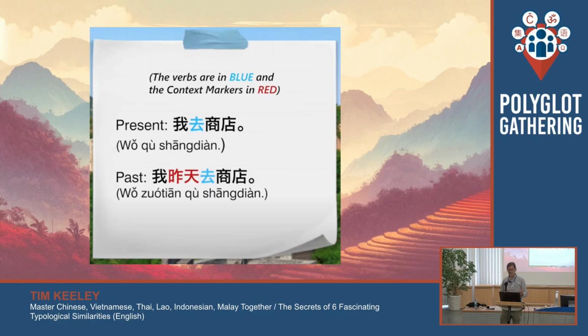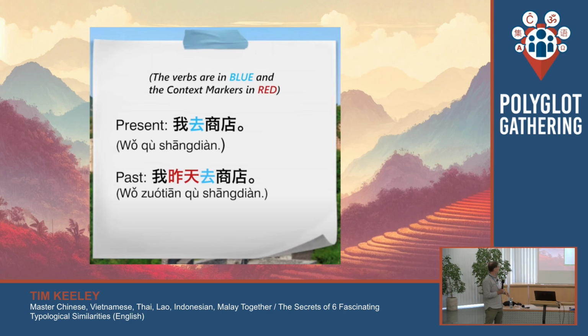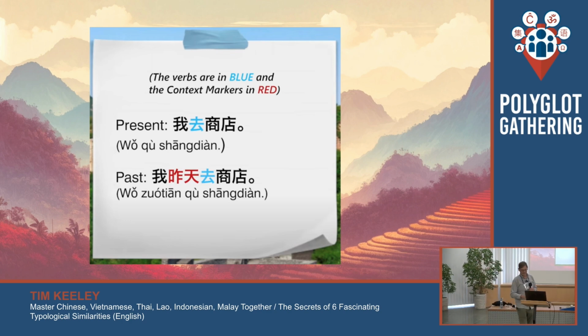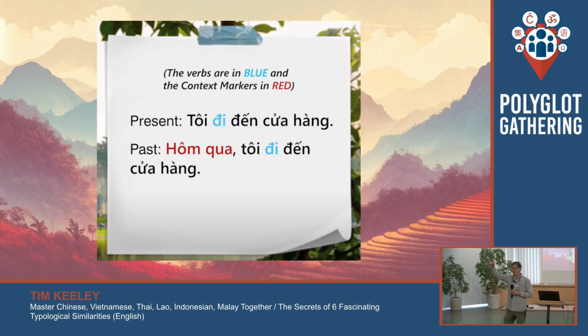Okay? So let's take a look at Chinese here. For the same things, 我住商店. Okay, so I don't know if that 我住商店 is right now, or yesterday, whatever. I have nothing. But if I say 我昨天去商店, you see the blue is the verb, and then the red is the context marker for yesterday. Now, we have these in all the languages. I'm going to go through them, okay?